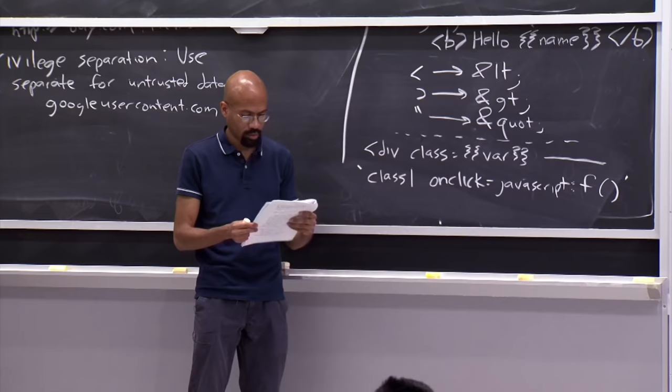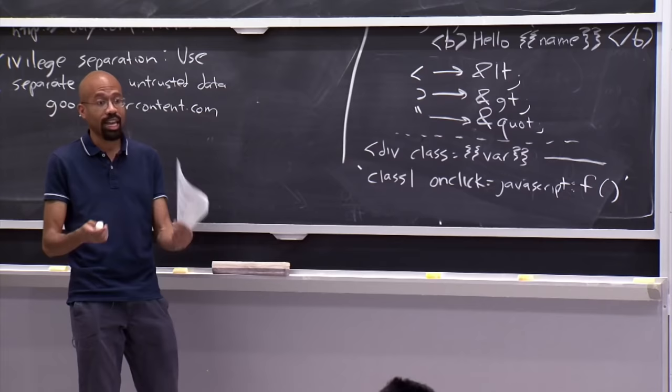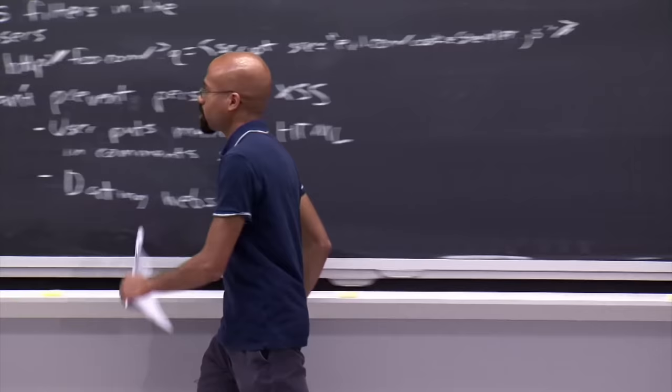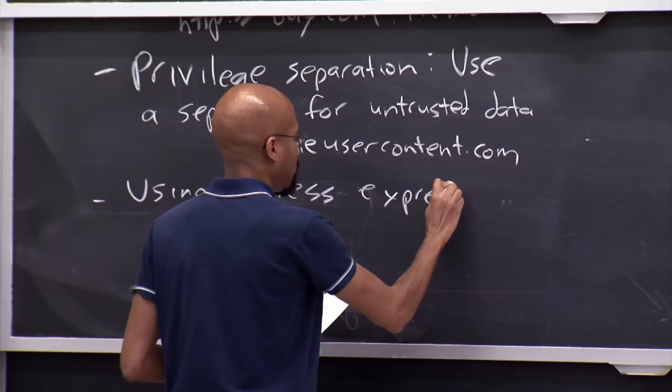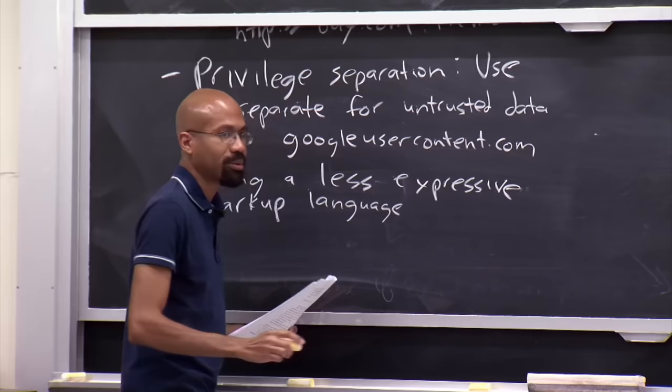So I guess the take-home point for this is that content sanitization kind of works, right? It is literally better than nothing. It can actually catch a lot of cases. But in many cases, it is not a full defense. And so one thing you might think about doing is using a less expressive markup language. So what do I mean by that? HTML and CSS and JavaScript are Turing complete. They allow you to do all kinds of fun things, but yeah.